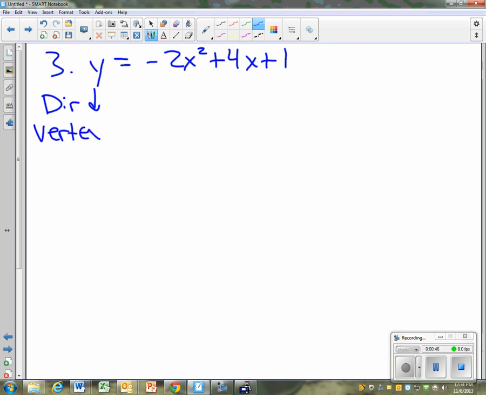And in order to identify the vertex on your worksheet, I identify the A, B, and C values. What is A? -2. B, +4, and C is 1. So I've got -2, +4, and 1. So the formula for a vertex is -b divided by twice the A value. So -4 divided by -4, which is 1.